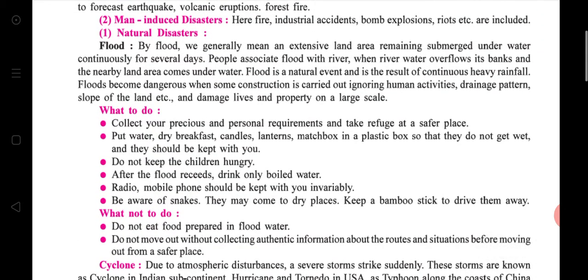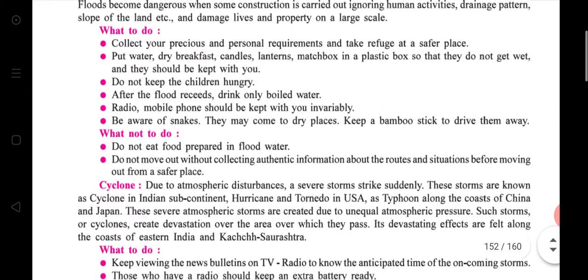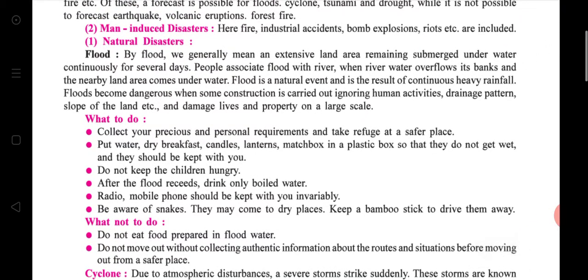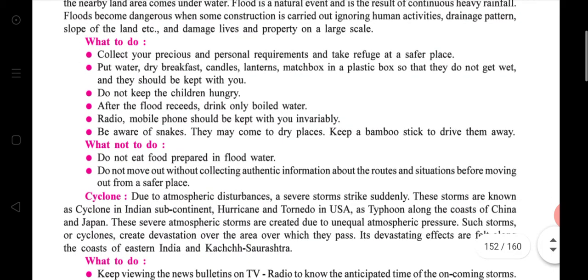See students, it is very easy and you can write your own points, but try to cover the textbook points, and at least 2 to 3 points you have to write from the textbook. The other points you can write in your own words. And the second is the cyclone. But before that, just try to read the flood section, what to do and what not to do at the time of flood. And in your notes, you write extra points which will help you at the time of examination. So here, you have 1 minute, just read what to do and what not to do, and then we'll start the cyclone.